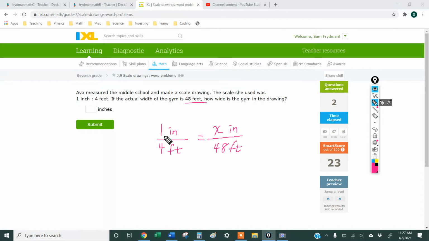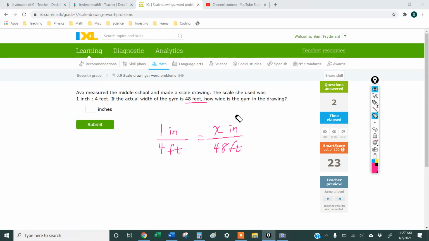If I had written this differently, instead of doing 1 inch over 4 feet, I could have done 4 feet over 1 inch. And then if I did it that way, the 48 would go in the numerator, because again, I have to be consistent: feet, feet, inches, inches. So then it would look like that. So either one of these is correct for setting up the problem.